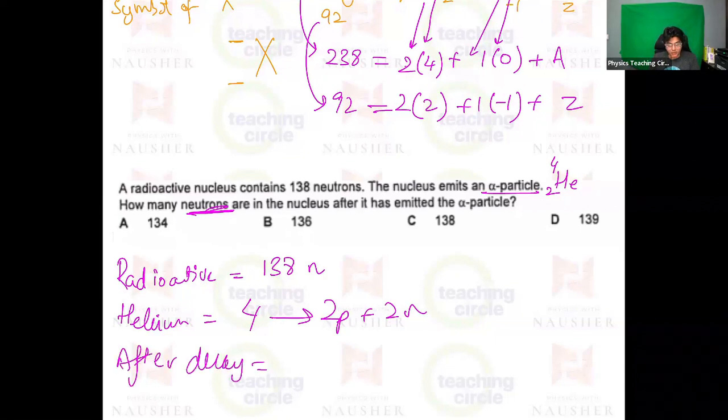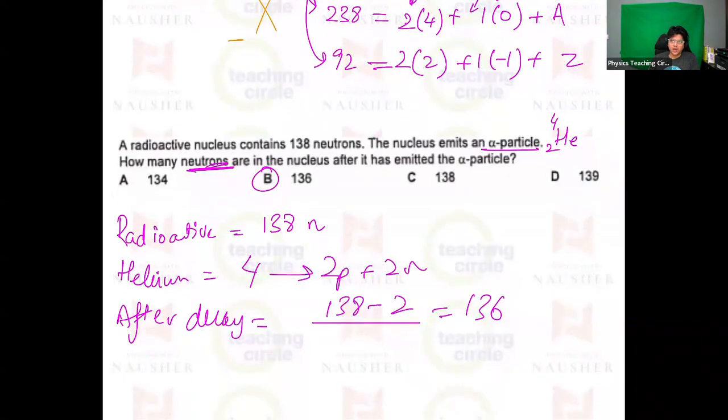After decay, they're asking you for the number of neutrons. So should we do 138 minus 4? How can you subtract neutrons from your mass number? You can't. You have to do 138 minus 2, guys. Is it clear? So the answer to this was 136. B is the answer. Is it clear to everyone? Are you all with me?